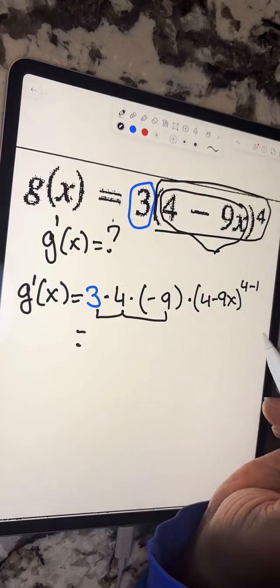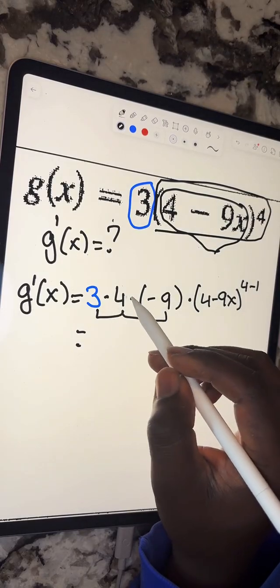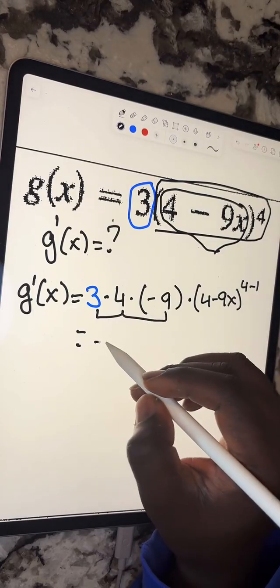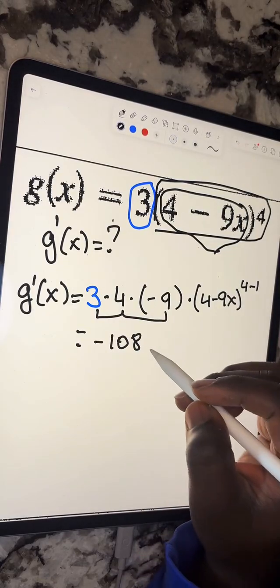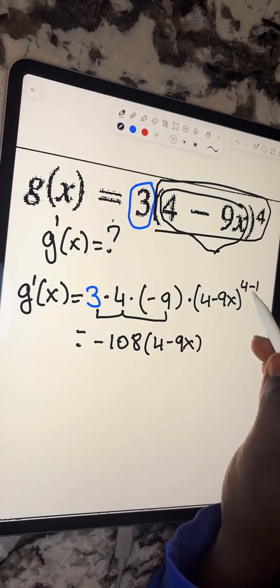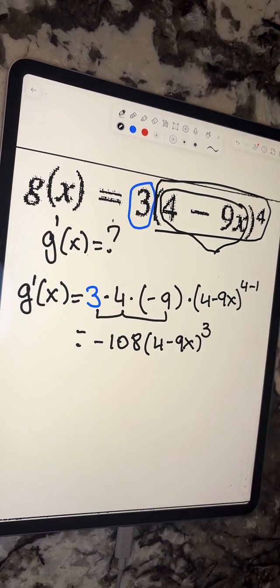3 times 4 times 9. 3 times 4, that's 12. 12 times negative 9, that's actually negative 108. Multiplication facts times 4 minus 9x to the power of 4 minus 1, that's 3. Boom, here's my answer.